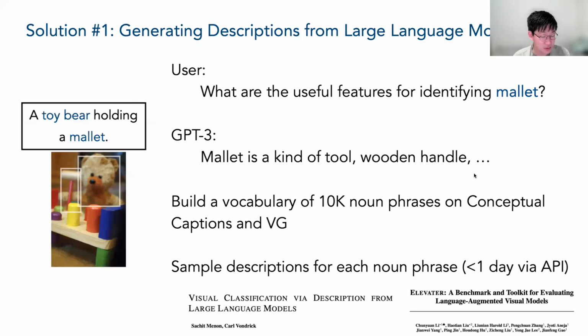So now what you get is images paired with your original caption. But from that caption, you can also extract noun phrases and get descriptions for them. So you also get a lot of paired descriptions from GPT-3, with very rich details.